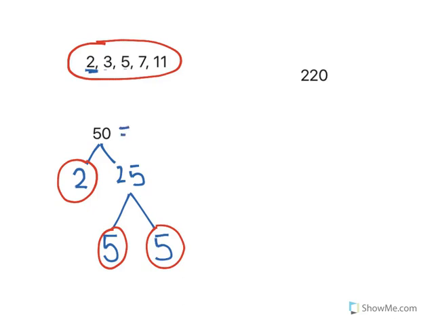Writing it as a product of primes then means writing out all of your prime numbers, 2 times 5 times 5. And writing it in index form means using your indices, or just tidying it up. So 2 times 5 to the power of 2. It's a much neater way of writing it, and that will get you the marks.